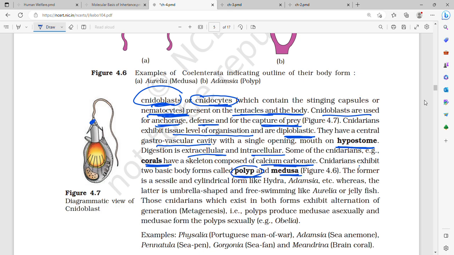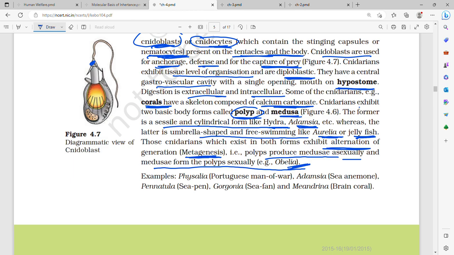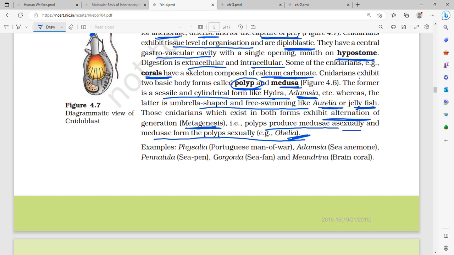The former, polyp, is sessile and cylindrical like Hydra, Adamsia, whereas the latter, medusa, is umbrella shaped and free swimming like Aurelia or jellyfish. Those cnidarians which exhibit both forms exhibit alternation of generation, that is metagenesis. Polyps produce medusae asexually and medusae produce polyps sexually. For example, Obelia. Physalia, Portuguese man of war, Adamsia, sea anemone, Pennatula, sea pen, Gorgonia, sea fan, Meandrina, brain coral.